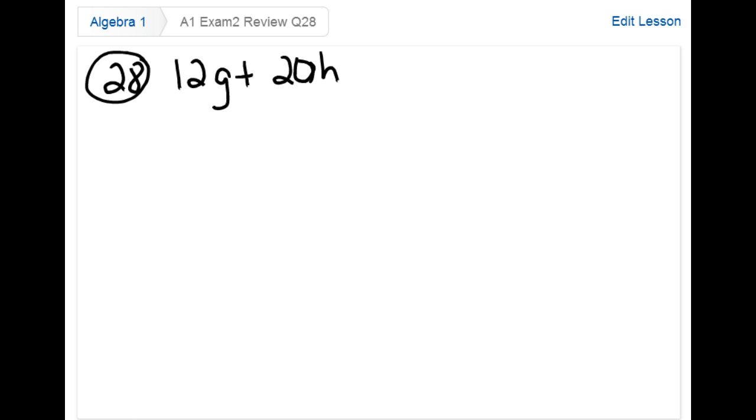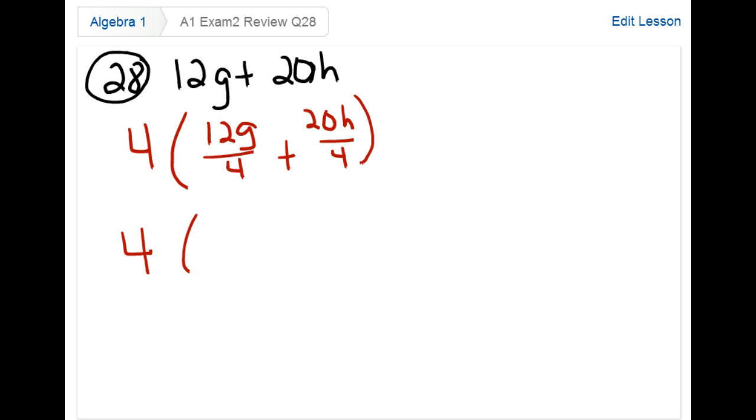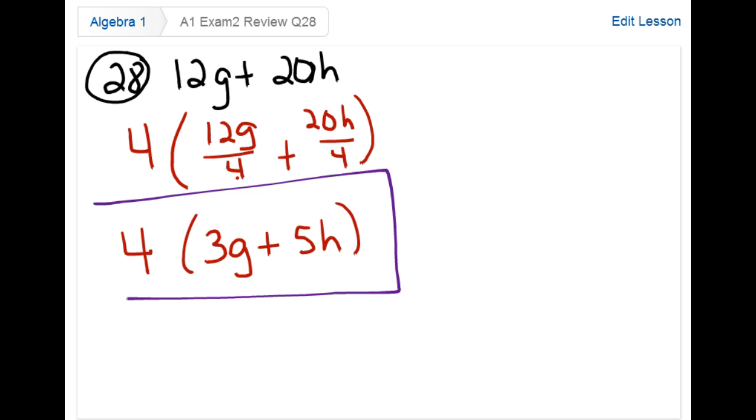28. Factor the polynomial 12g plus 20h. Okay, the biggest number that I can think of that goes into 12 and 20 is 4. So I'm going to take a 4 on the outside, then I divide everything on the inside by 4. So 12 divided by 4 is 3g. 20 divided by 4 is 5h. So the answer is 4 times the quantity 3g plus 5h.